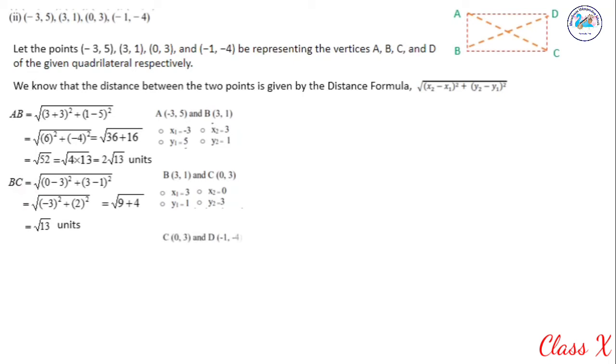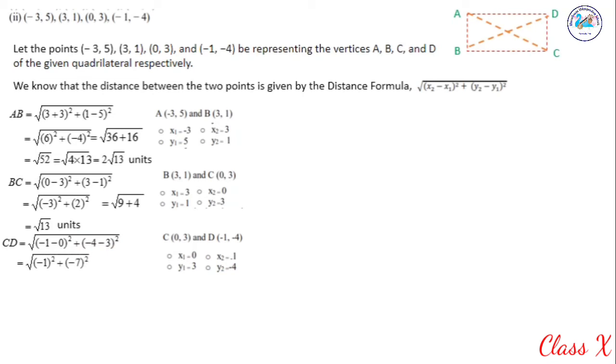Next we have to go to CD. From the diagram we can move from C to D. Write down the points C and D, then copy down x1, y1, x2, y2 from the points. Then use the distance formula to calculate the length of the side CD. Length of the side CD is root of x2 minus x1. x2 is minus 1 minus 0, minus 1 minus 0 the whole square, plus y2. y2 is minus 4, y1 is 3. So minus 4 minus 3 the whole square.